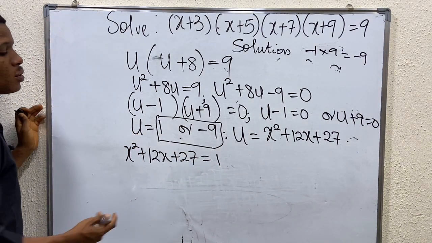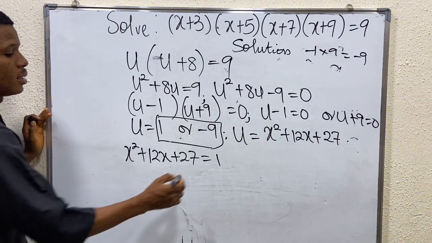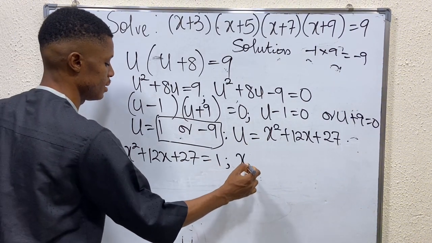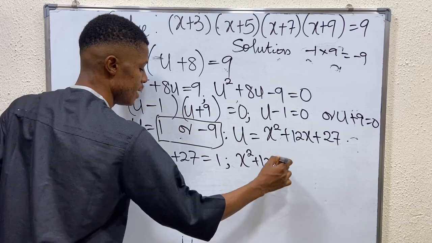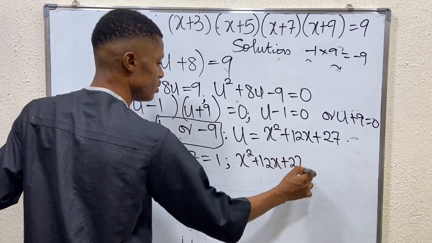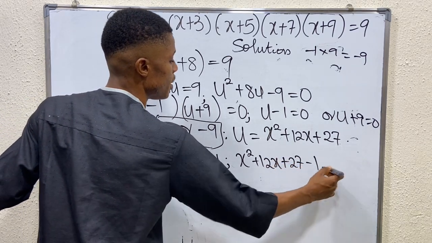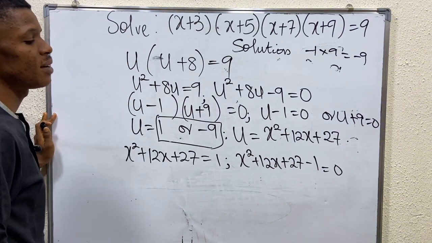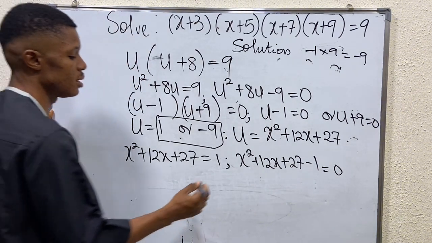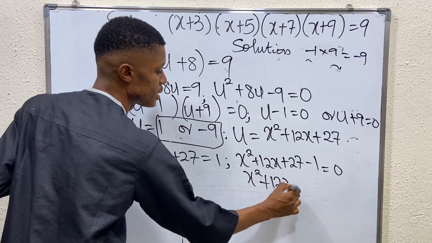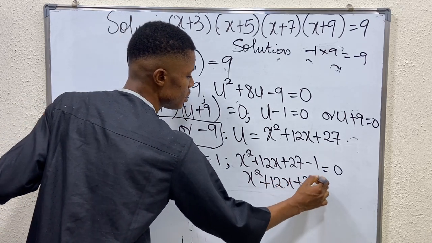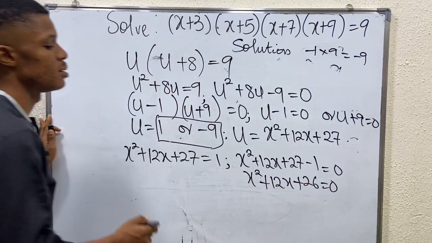So to solve this, we now subtract 1 from both sides, giving you x squared plus 12x plus 27 minus 1 equals 0. And 27 minus 1 is 26. x squared plus 12x plus 26 equal to 0.